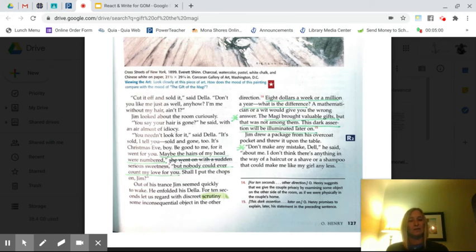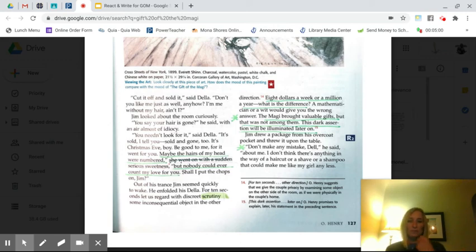So basically, $8 a week or $1 million a year, what is the difference? A mathematician is automatically going to look at the numbers. Numbers are the proof, okay? A million is more than 8, but it doesn't compare to love.